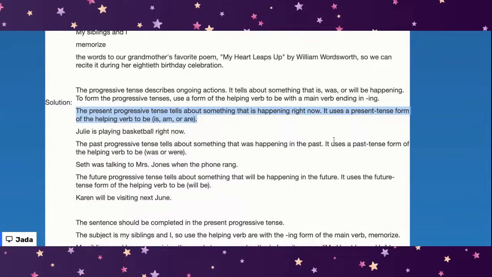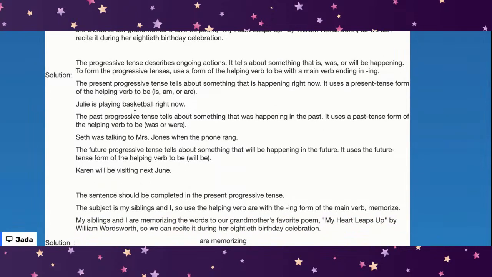So the present progressive tense tells about something that is happening right now. It uses a present tense form of the helping verb to be: is, am, or are. Julie is playing basketball right now. Playing, so ing.